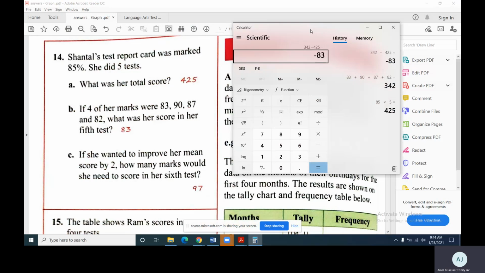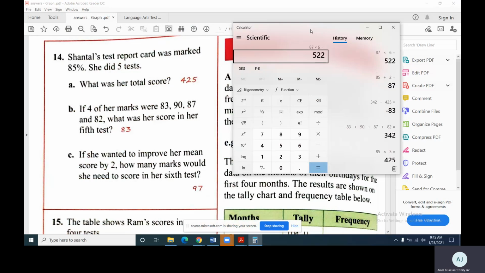If she wants to improve her mean score by 2, how much should she get in the next test? So please pay attention to the fact that she did how many tests? 5 tests. What was the mean? The mean was 85 in the 5 tests. What does she want to do? She wants to improve the mean by 2. So she wants it to go up by 2. She wants it to become 87. But in order to get that 87, she needs to do another test, which is 6. So 87 in 6 tests.